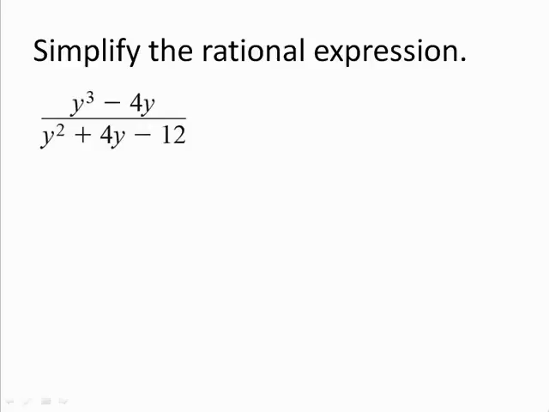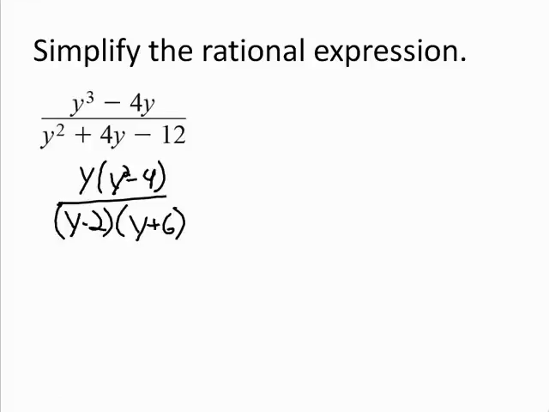Simplify the rational expression. y cubed minus 4y divided by y squared plus 4y minus 12. Factor a y out of the numerator and factor the denominator into y minus 2 and y plus 6. y times the quantity y squared minus 4 divided by the quantity y minus 2 times the quantity y plus 6. The y squared minus 4 in the numerator can be factored into the quantity y plus 2 times the quantity y minus 2.